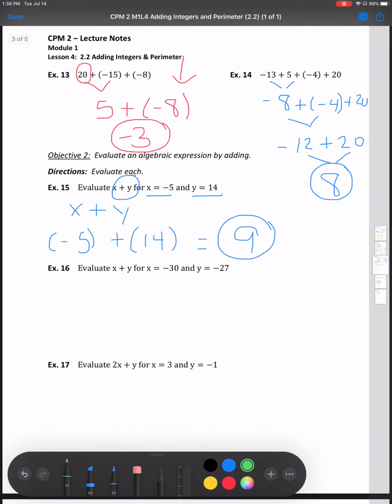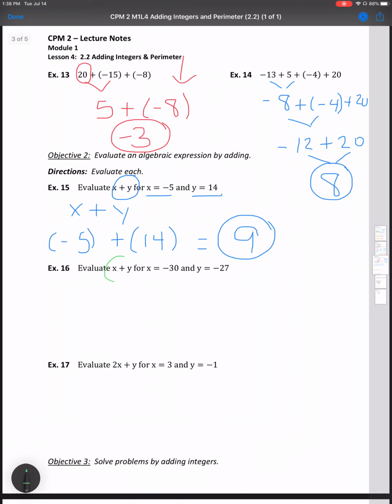Okay, next one, let's do example 16. Evaluate x plus y. So again, we're using the same expression. Instead of x, it tells us to plug in negative 30. And instead of y, I'm plugging in negative 27. So every time I see a letter, I'm going to put parentheses. Instead of x, I'm plugging in negative 30. And instead of y, I'm plugging in negative 27. So when I go perform this operation, same sign or different sign? Same. So add, keep the sign.